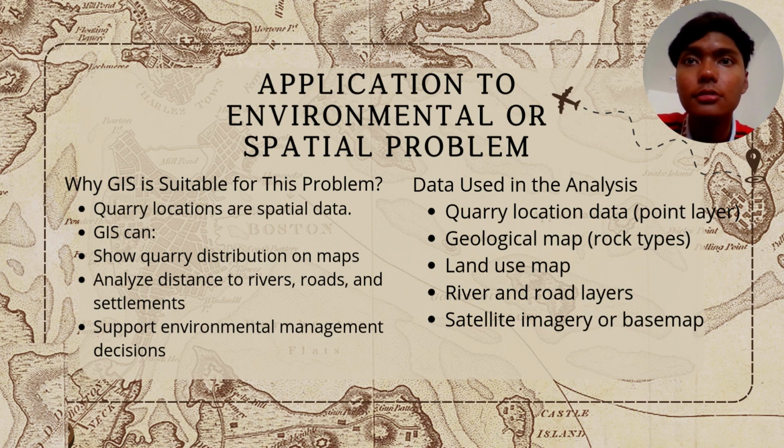Next, I will talk about why GIS is suitable for this problem. Basically, quarry locations are spatial data. So, GIS can show quarry distribution on maps, analyze distance to rivers, roads and settlements, and support environmental management decisions. The data used in the analysis is quarry location data or point layer, geological map, land use map, river and road layers, and satellite imagery or base map.